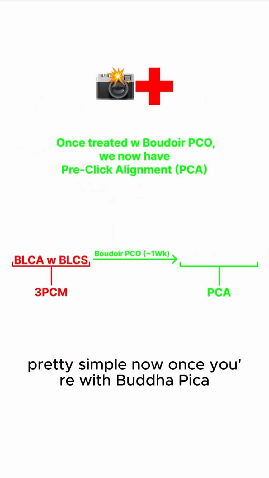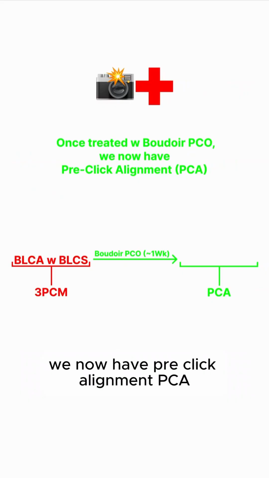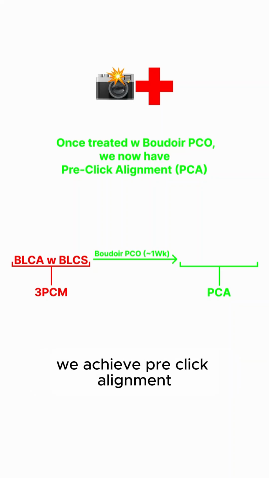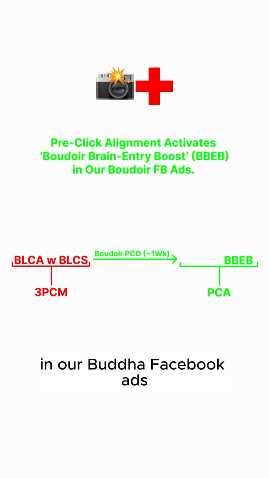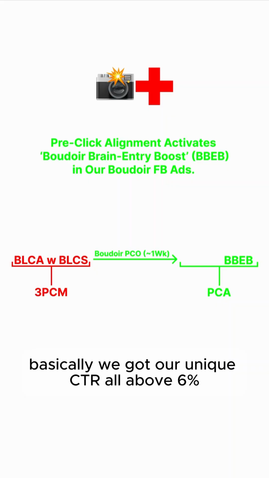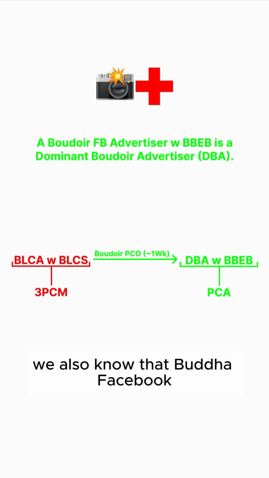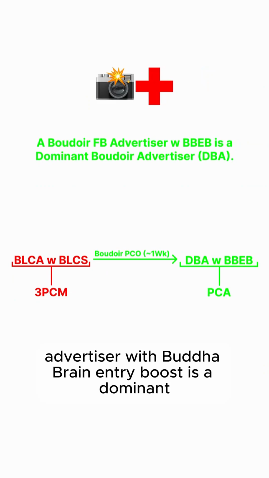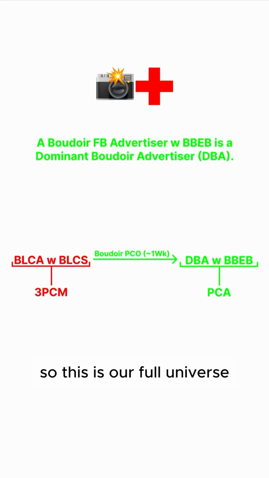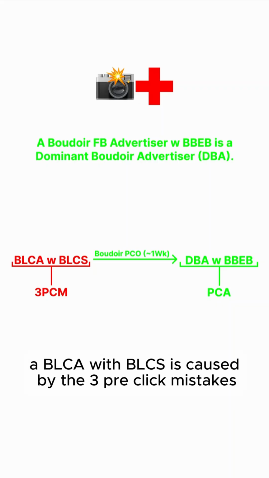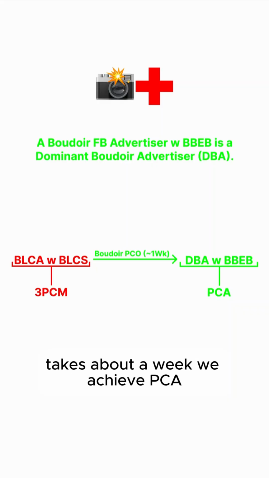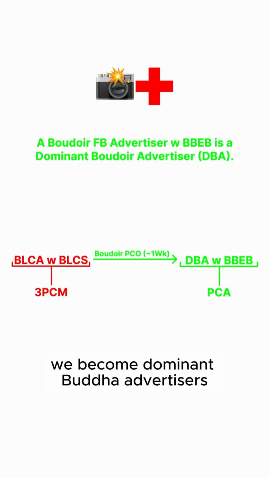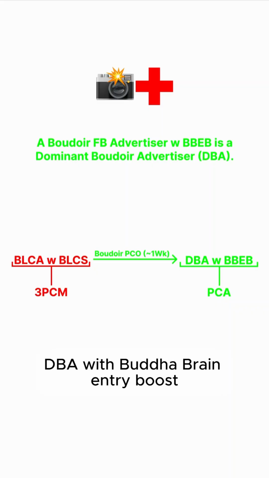Pretty simple. Now, once treated with Boudoir Pico, we have pre-click alignment, PCA. So we get rid of the 3 pre-click mistakes, we achieve pre-click alignment. And pre-click alignment activates Boudoir brain entry boost in our Boudoir Facebook ads. Basically, we got our unique CTR above 6%. We also know that a Boudoir Facebook advertiser with Boudoir brain entry boost is a dominant Boudoir advertiser, a DBA. So this is our full universe. A BLCA with BLCS is caused by the 3 pre-click mistakes. Easy enough. We treat it with our solution, Boudoir Pico, takes about a week. We achieve PCA, the pre-click alignment, and we become dominant Boudoir advertisers, DBA, with Boudoir brain entry boost.